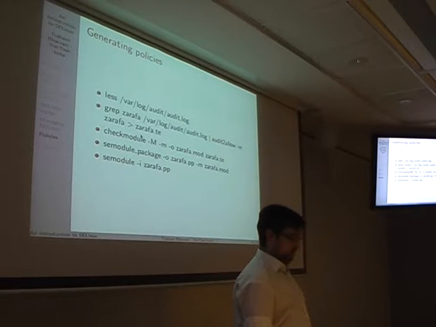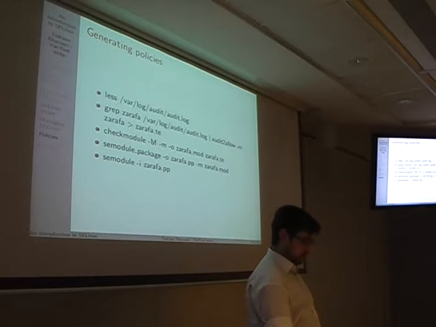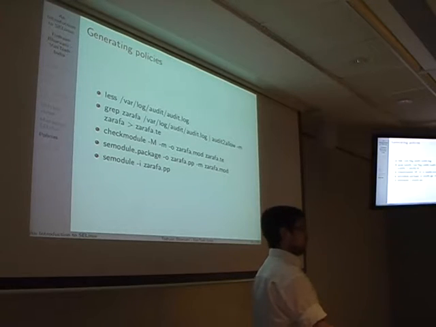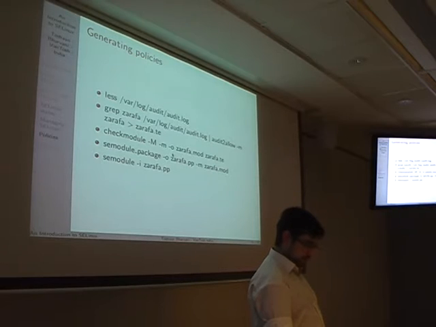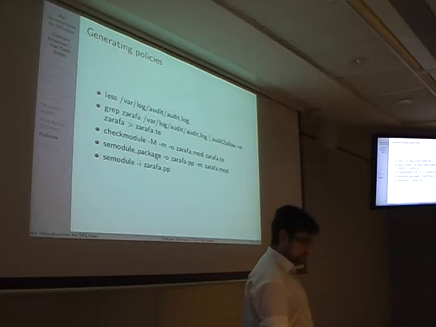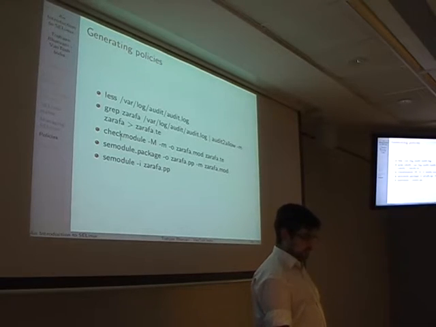Then you check the module. Here the -M capital means that you're going to create a module that's MLS based. Even though you might not be using MLS, it is better to create a module that's MLS aware if you need to extend it afterwards. Then the output is a special module file. After that you're going to package it, so that means that you create a binary form, and then from the binary form you can install it from there.